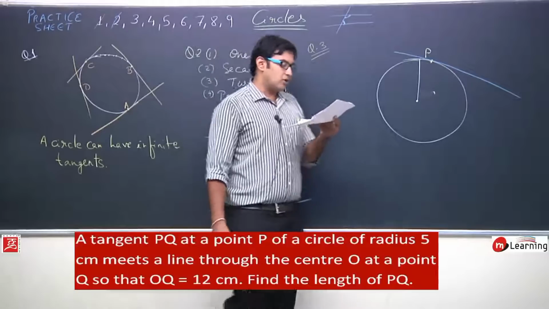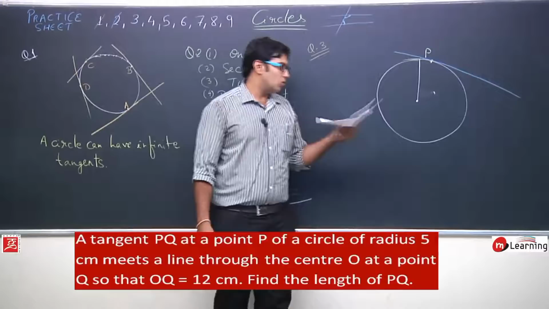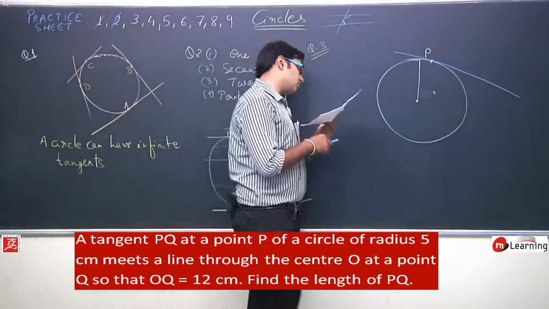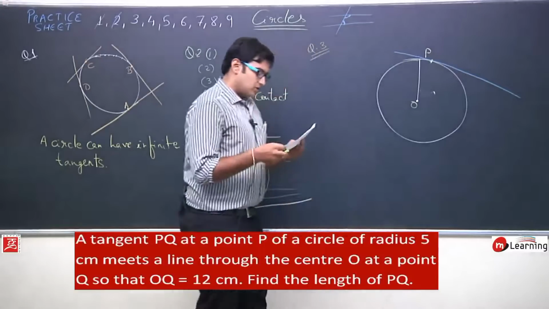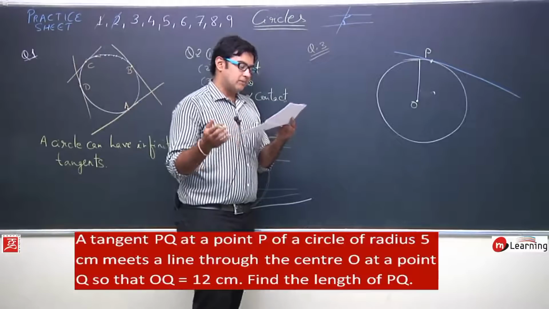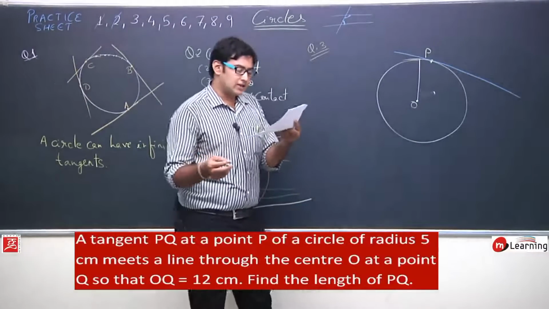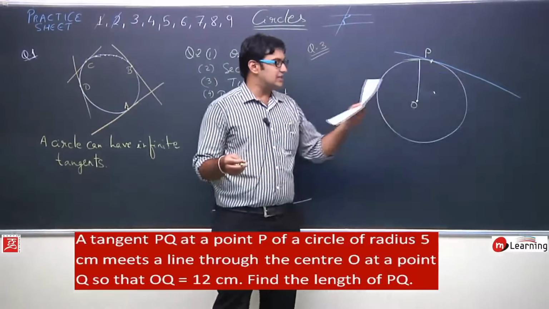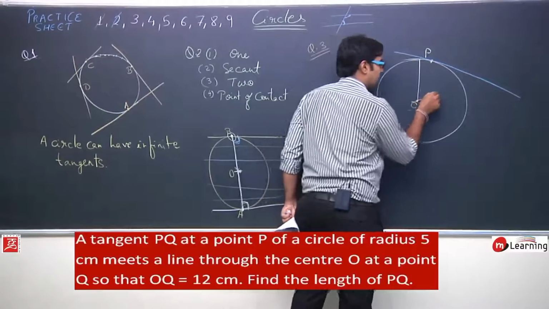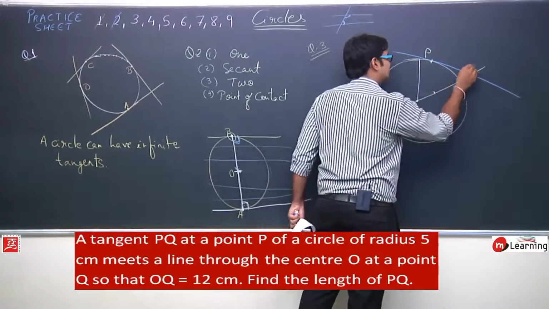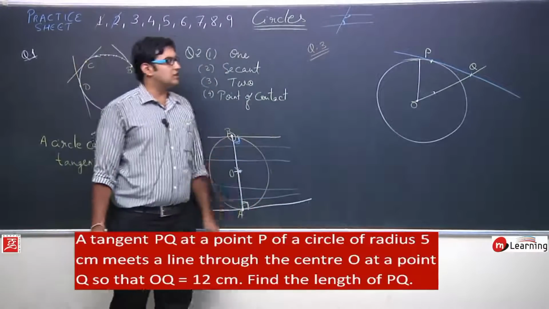A tangent PQ at point P of a circle of radius 5 centimeters meets a line through the center O. It means the center of this circle is O. So this tangent meets a line through O. If I draw a line from this center, that line will meet this tangent at point Q. So PQ is a tangent. This is what is given in the question.